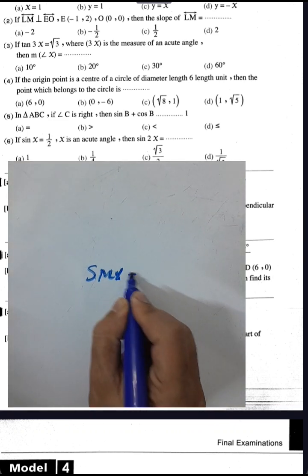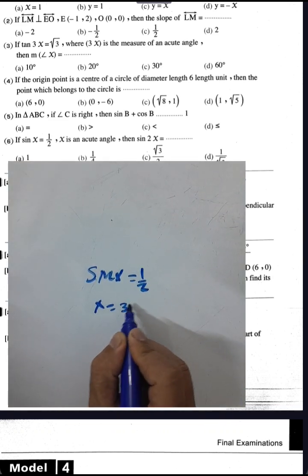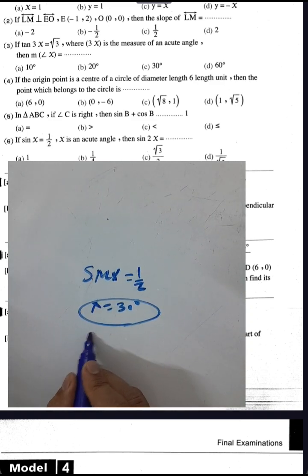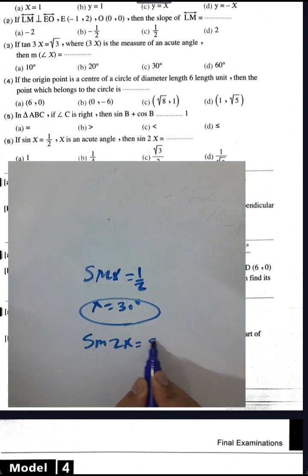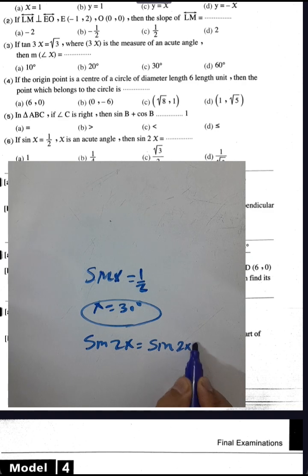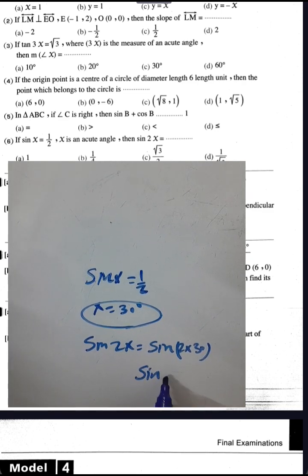Next example. If sine x equals half, he wants to find sine 2x. Sine x equals half, meaning the measure of angle x equals 30 degrees. Then he wants to find sine 2x. It will be sine of 2 times 30, which is sine 60. Sine 60 will be root 3 over 2.